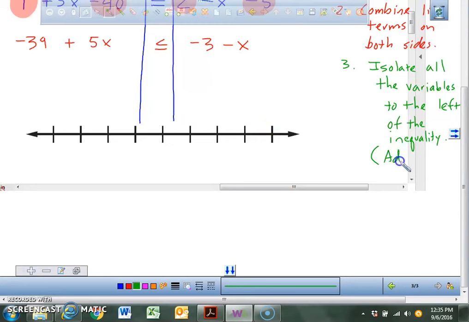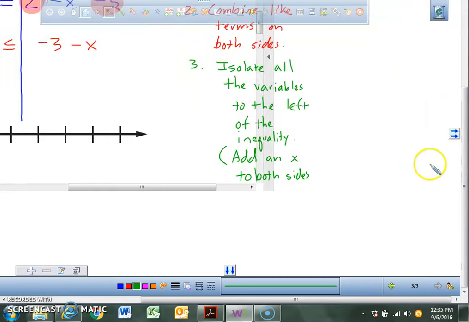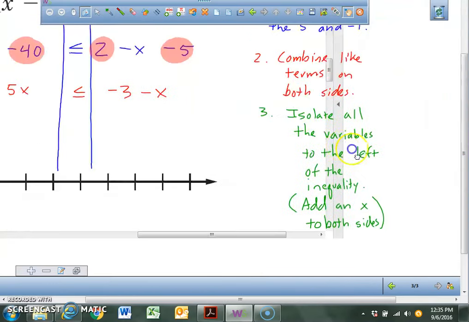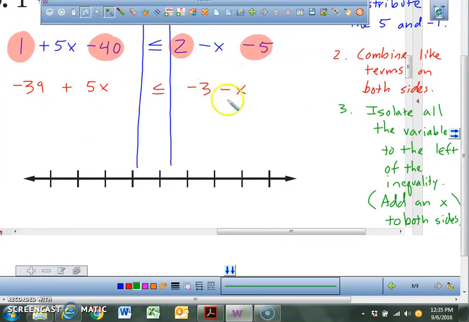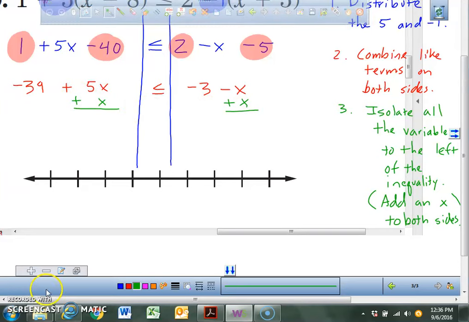We're going to add an x to both sides. So right here, add an x to both sides. So watch how I do this in green. We're going to add an x here, and we're going to add an x there. Now when we combine all the like terms right here, we're just bringing down the negative 39. 5 x's and 1 more x gets us to what?